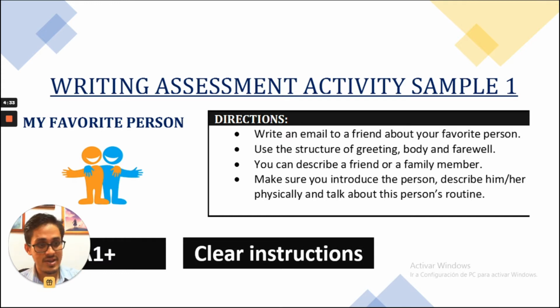You can see in the directions box that students need to write an email about their favorite person, and they need to use the structure of greeting, body, and farewell. Hopefully you have done that in class. They need to describe a friend or a family member by telling the person's physical appearance and routine, and they can give some basic information. So you are telling students what they need to talk about.